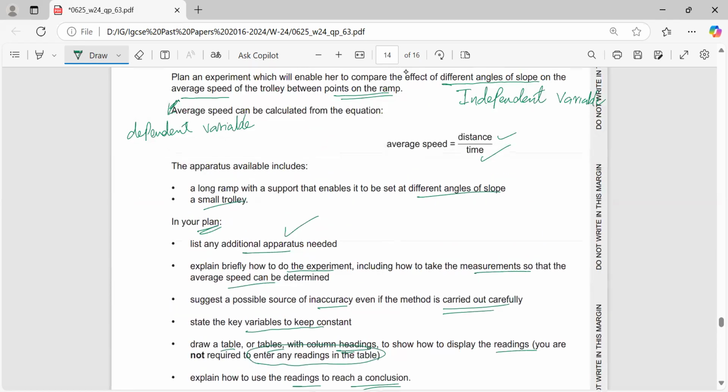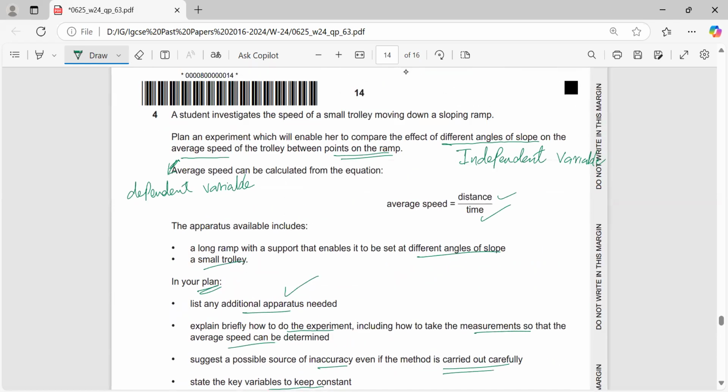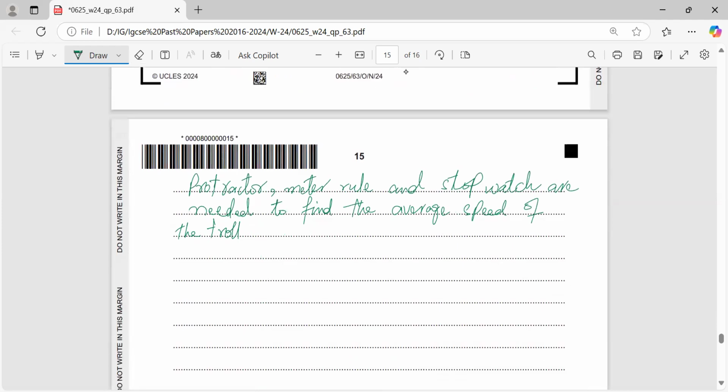No, I'm not that good in spellings. Trolley spellings are double L-E-Y. Of the trolley moving down the slope.